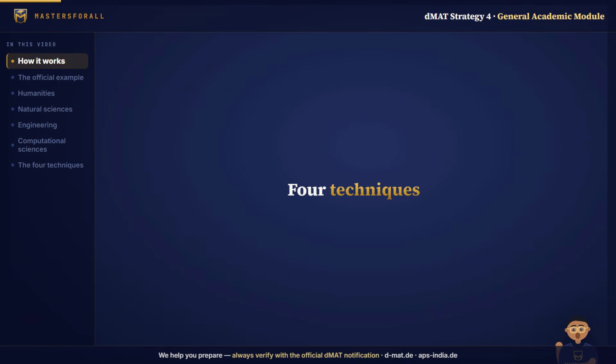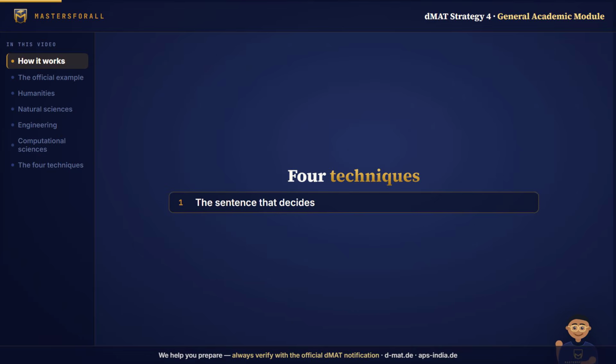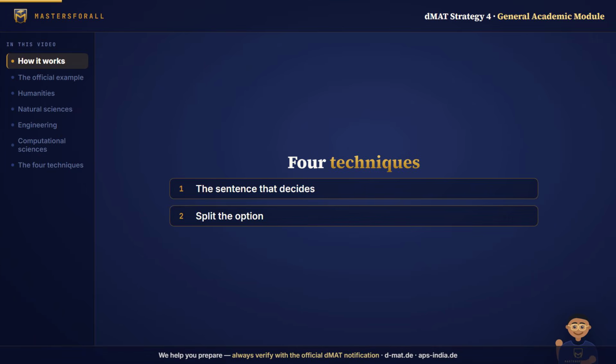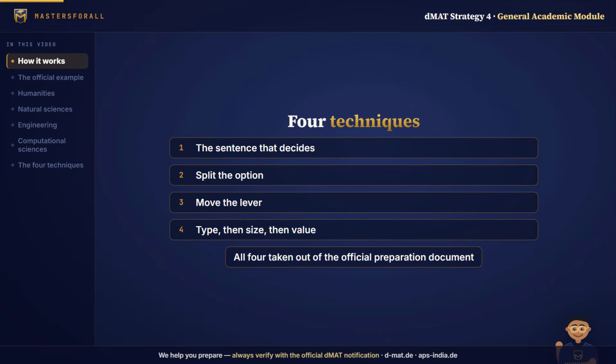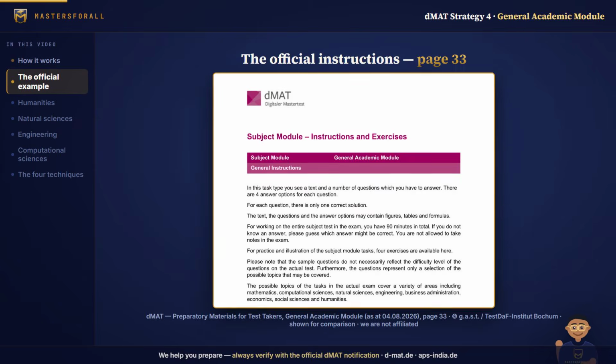4 techniques, so you know where we are going. 1. The sentence that decides. 2. Split the option. 3. Move the lever. 4. Type, then size, then value. None of these are mine. I took all 4 out of the official document by working every question in it and asking what each was really testing. And the order matters. The first works on any text in any of the 8 areas. Let us open that document, not my version, the real one. Page 33 of the official preparatory materials as at the 4th of August 2026.